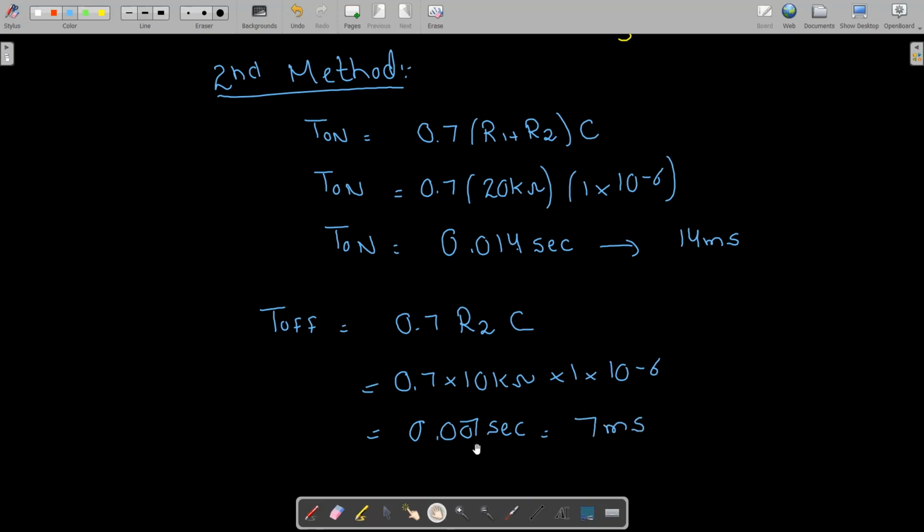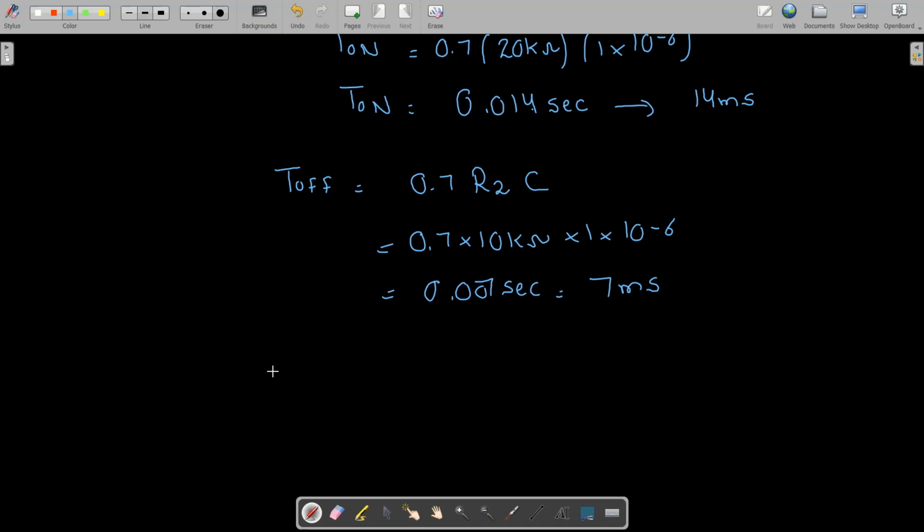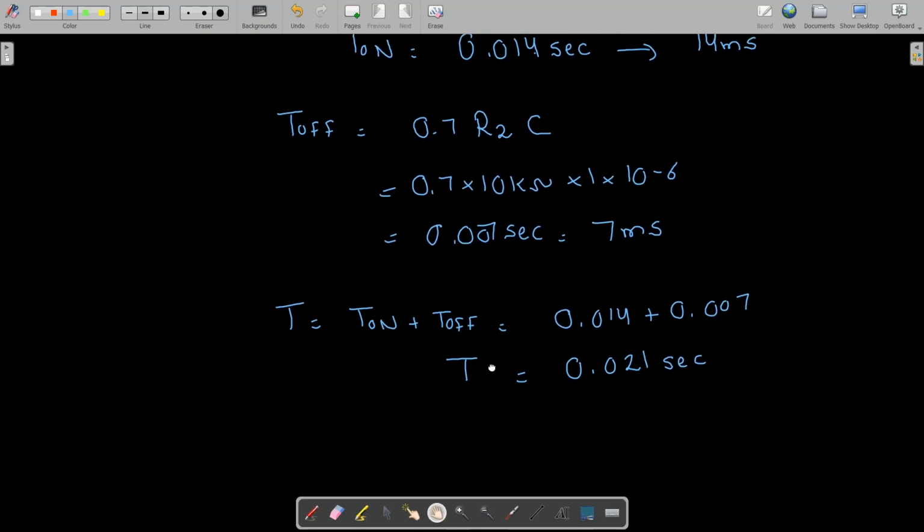Fine. Now the total time T. The total time T is equal to T on plus T off. And that is equal to 14 millisecond plus 7 millisecond. Fine. Or I can write 0.014 plus 0.007. And that comes out to be 21 millisecond or 0.021 second. Fine. So this is your total time T.